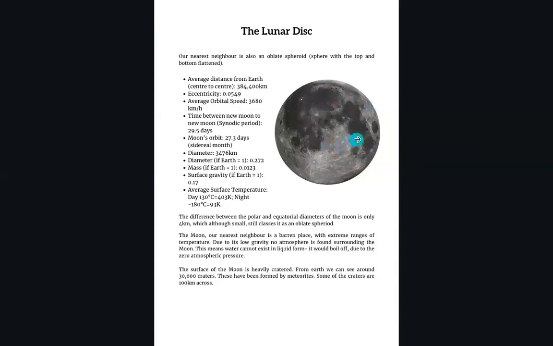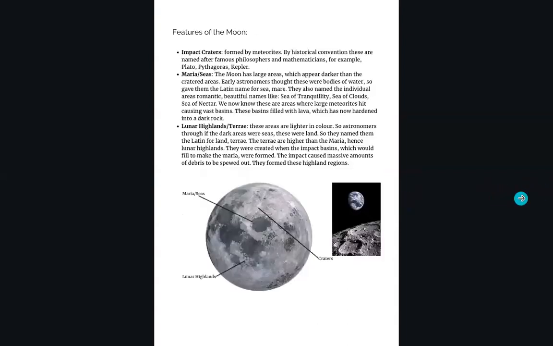Astronomers, when they've looked at the moon, have seen there are about 30,000 craters. And some of them are really big. Some are as large as 100 kilometers across. So we've got these impact craters, which were formed by meteorites hitting the moon in the past. And they've been given different names. They're usually named after mathematicians or philosophers, for example, Plato, Pythagoras, and Kepler.